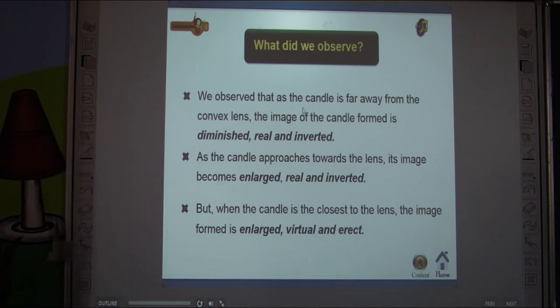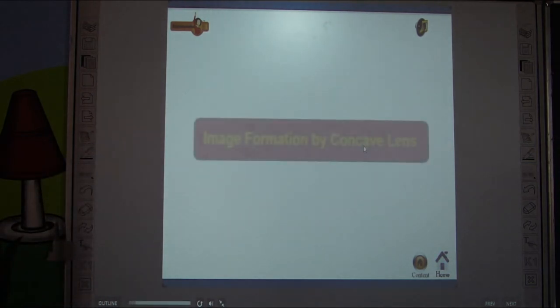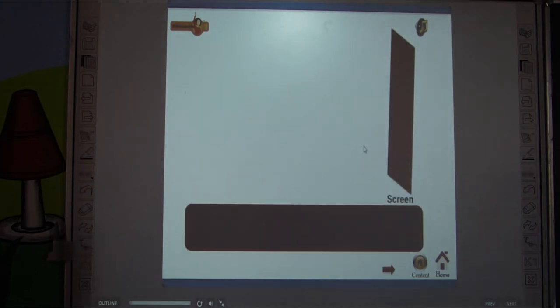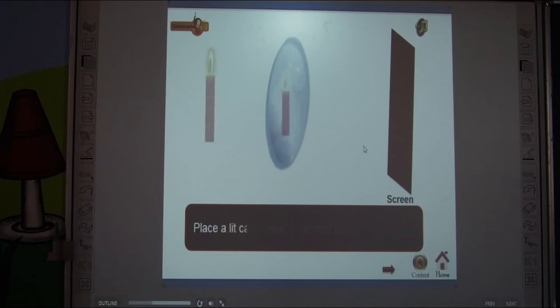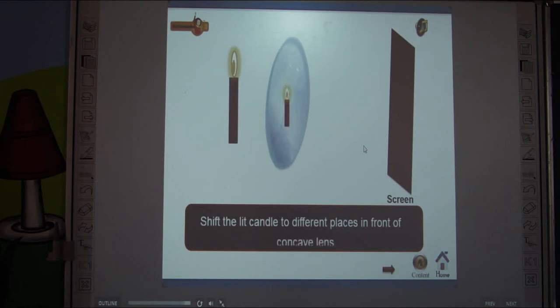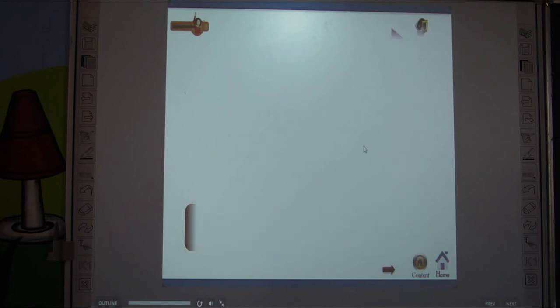Okay. The next one, image formation by concave lens. What is another name of concave lens? Diverging lens. Why? Because it can diverge the beam of light. Let us study the image formation by concave lens. Take a concave lens, place a lit candle in front of the concave lens. Shift the lit candle to different places in front of the concave lens.